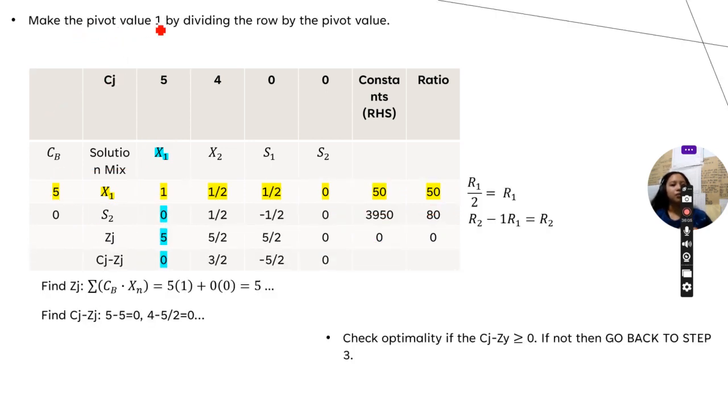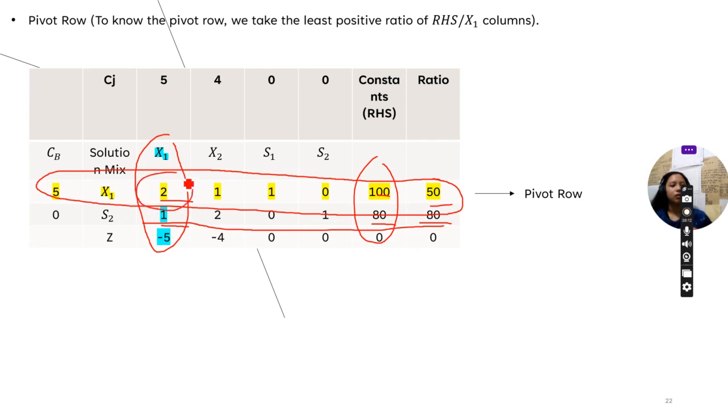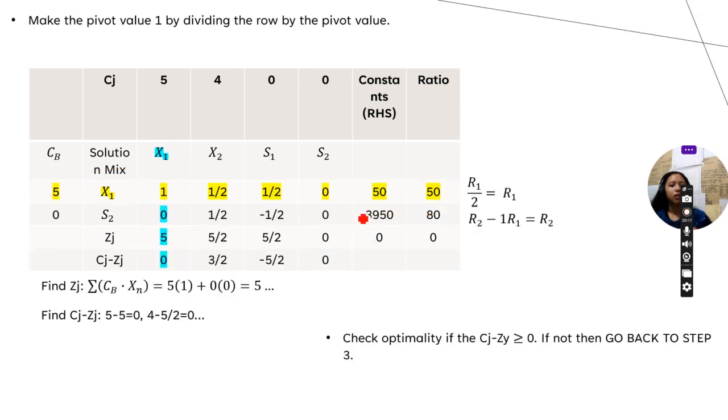The next step is to make the pivot value 1 by dividing the row by the pivot value. So this is already our pivot value. To make this 1, we should divide it by 2. This is the formula. So 2 divided by 2 is 1. Sorry. And let's apply that formula to here. So we get 1, 1 half, 1 half, 0, and 50.